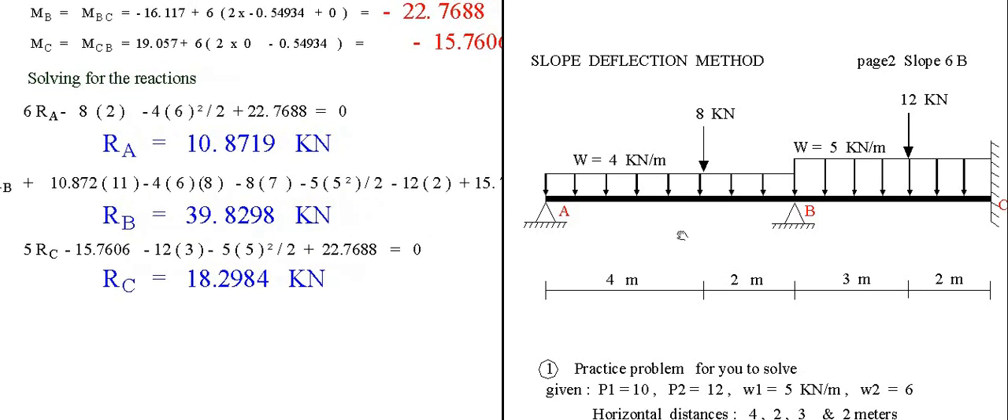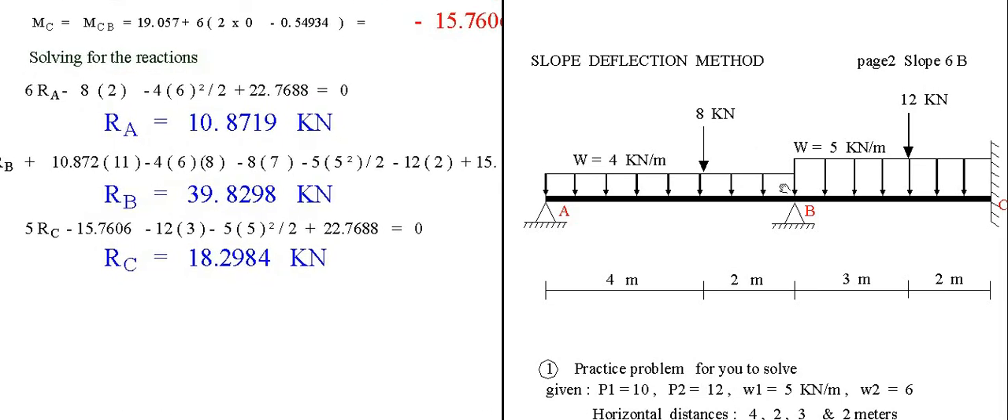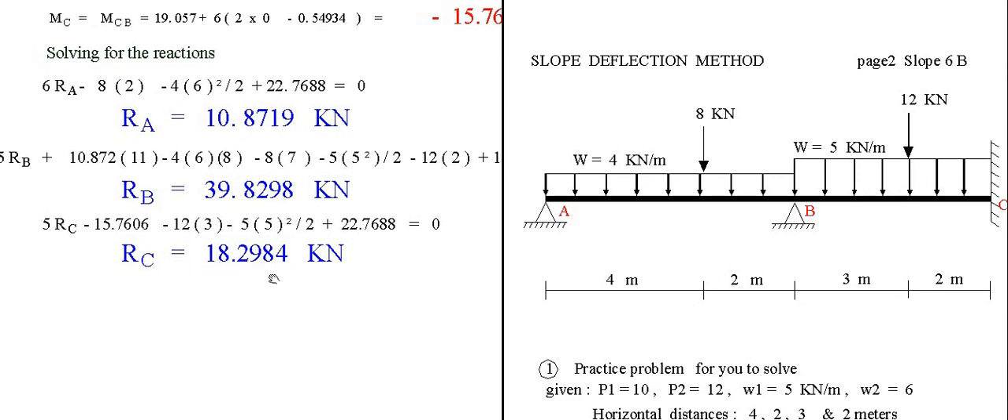Then solving for RC, cut a section at B and consider only the right segment BC. Then we have a moment at B as well as a moment at C. In this equation, two moments will appear, the moment at B and the moment at C. So solving for RC, moment at B, we have RC times 5 minus 15.